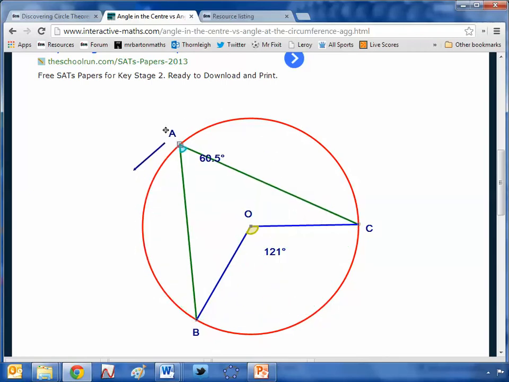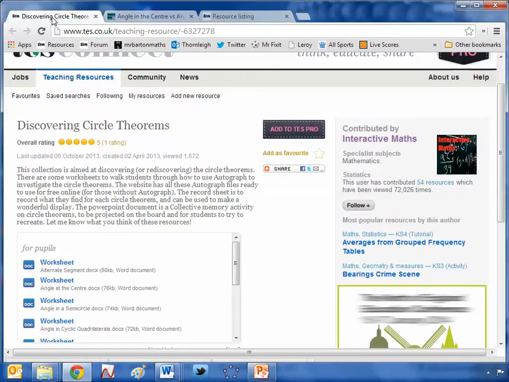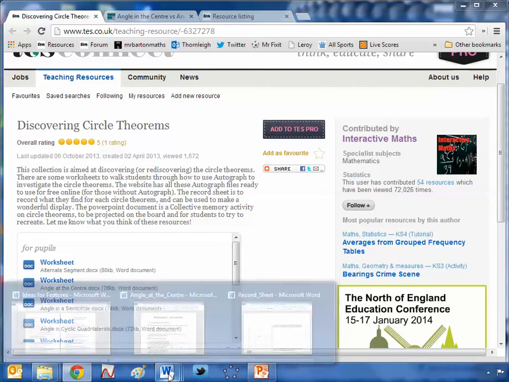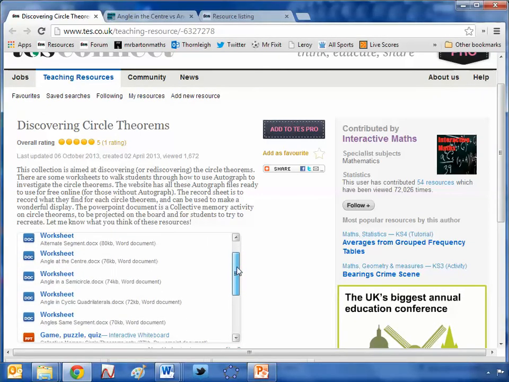So it's absolutely tailor-made, ready for them to play around with, and he's done one of these for each of the circle theorems. So in an ideal world, the students would construct them for themselves, but if you don't have Autograph or you perhaps push for time, then at least they can play around with those interactive files and discover them.